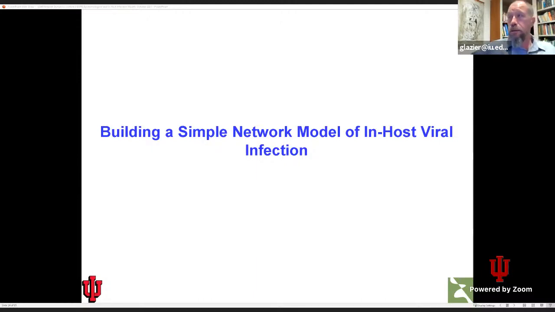So now, in principle, there's a lot more we could do with the epidemiological modeling, but we're going to be focusing now on, let me see what happened in screen share. So we're going to be focusing for now on the case of in-host modeling.